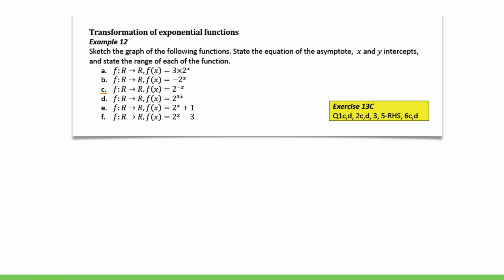For part C, again, we've got a negative, except this time it's on the inside. This one is a reflection in the y-axis. So usually our graph goes like this, except this time it's flipped because the negatives are going to affect it in a different way. So this time we're going to go like this. In terms of our y-intercept, again, because there's no dilations, it'll be 0 and 1.